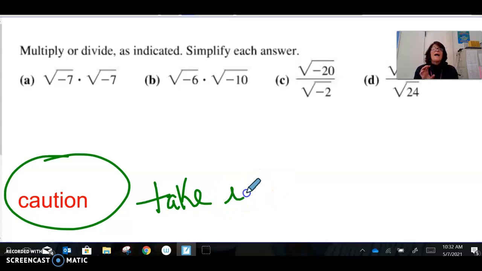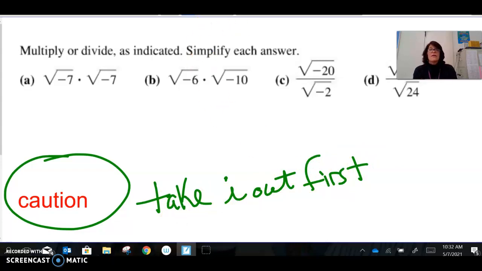Take i out first. I shouldn't have said your i. Take i out first, okay? Otherwise, this is going to be square root of 49 because a negative times a negative is positive, and you're going to be like, oh, this is just 7. No, it is not just 7. Okay, that's the wrong answer.